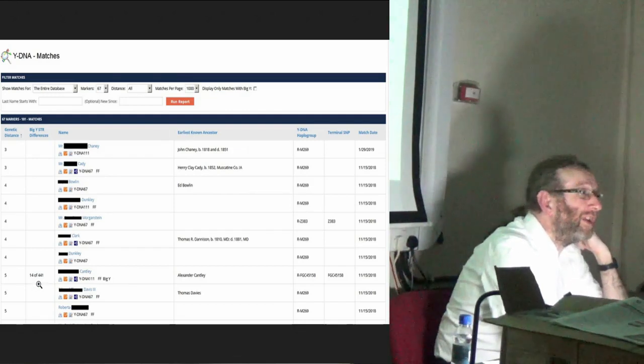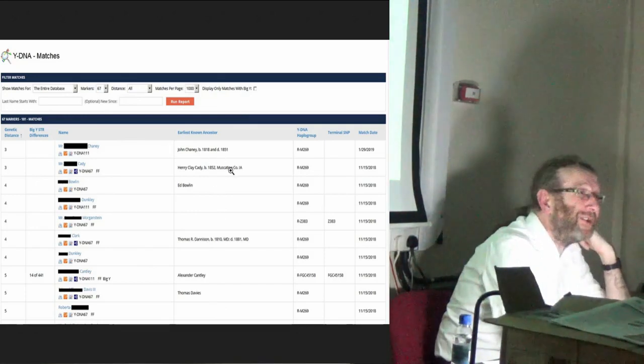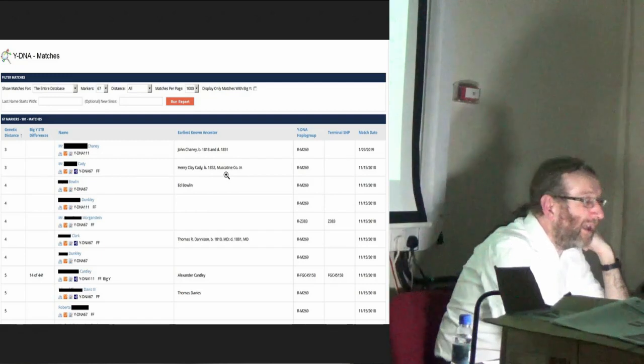The Big Y is now looking at 700 STR mutations, but only the first 111 are still being used for this matching process. You're expected to fill in the details of your earliest known ancestor. You get 50 characters to squeeze in as much biographical information as you can: the name, the dates of birth and death, and the location if you can. Some people have done it, some people have just put in a name, some people have left it blank.